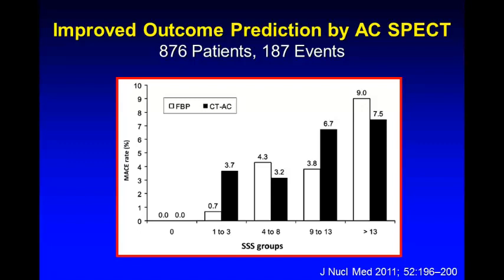They looked at 876 patients. And I want to draw your attention to this group here, the 1 to 3 SSS, because it looks like in this group, in the filtered back projection, the event rate was 0.7, but it looks like a lot of these were not truly ischemic, so the event rate here is not going to be too high. But once you do attenuation correction and take attenuation out of the loop here, then you end up with truly ischemic patients, and their event rate is going to be much higher in this patient population.